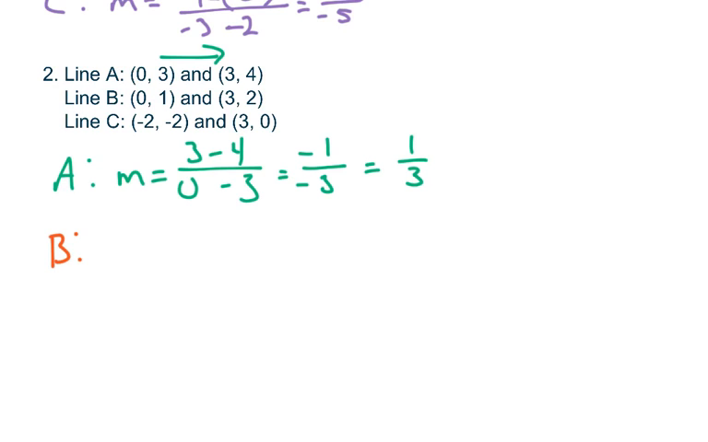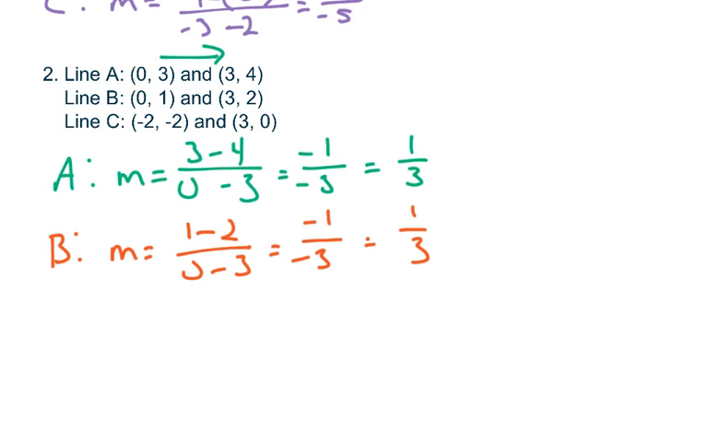For line B, again, the slope, so we'll have 1 minus 2, and we'll have 0 minus 3. 1 minus 2 is negative 1. 0 minus 3 is negative 3. Again, negative 1 over negative 3, same as 1 over 3. So we can see that A and B are parallel.